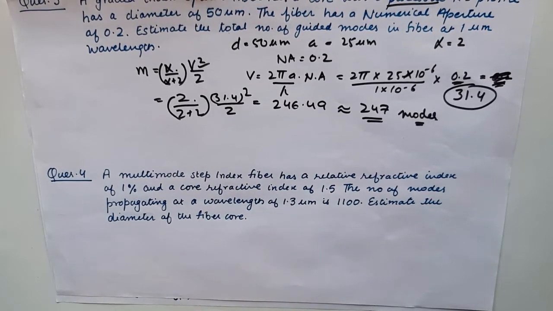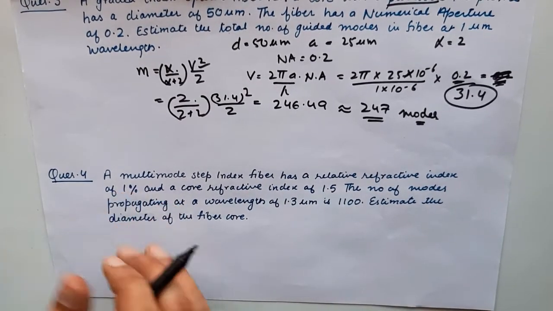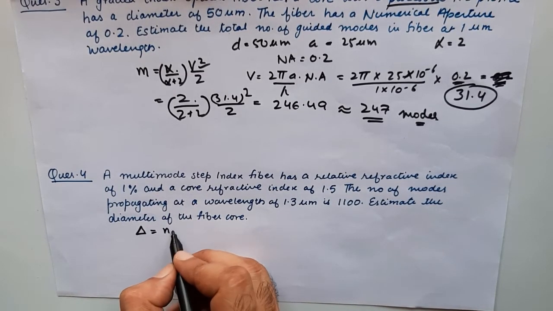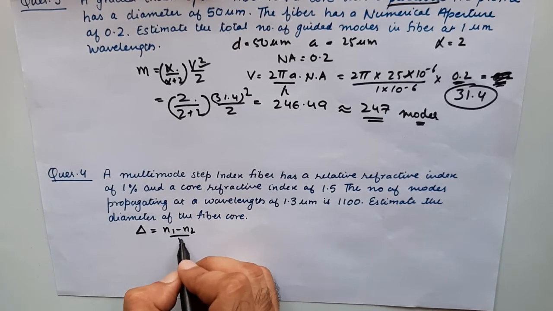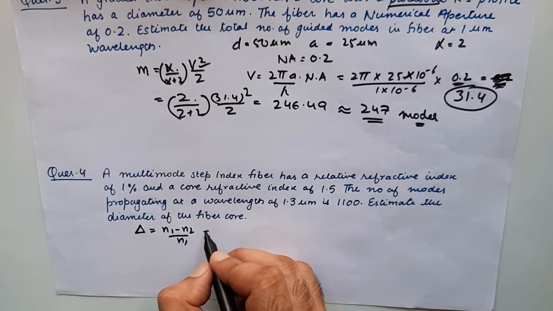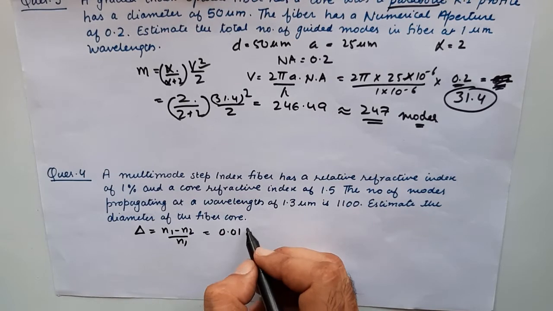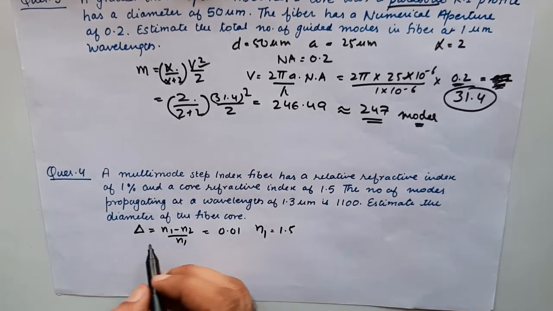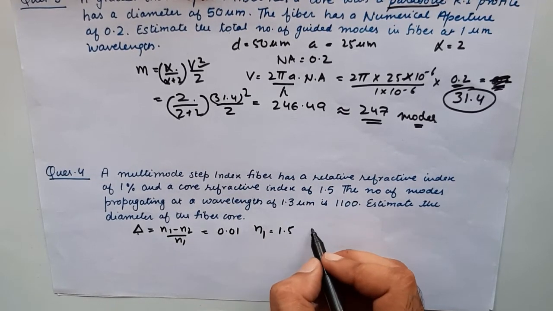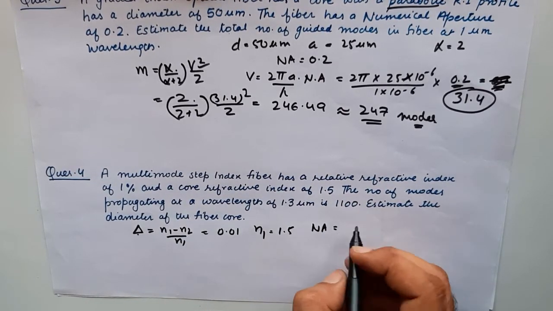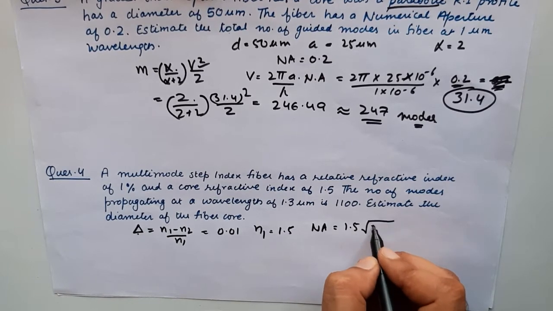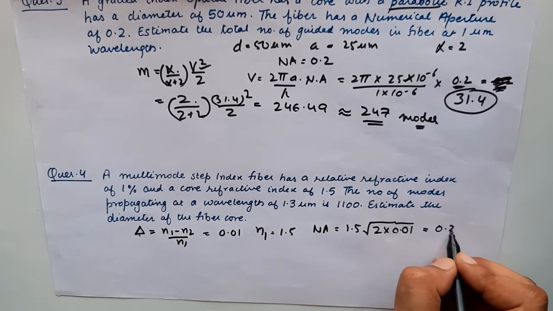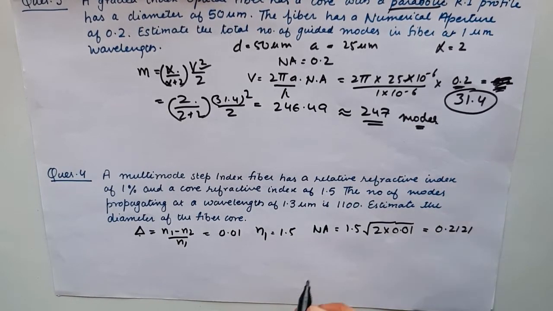Alright, the next question is interesting. The multimode step index fiber has a relative refractive index. Again, delta is given, which is n1 minus n2 upon n1, and the value of this is 0.01, because 1% is 0.01. n1 is 1.5. So whenever delta and n1 are given, you can directly find numerical aperture to be equivalent to 1.5 into square root of 2 into 0.01. So my numerical aperture will become 0.2121.